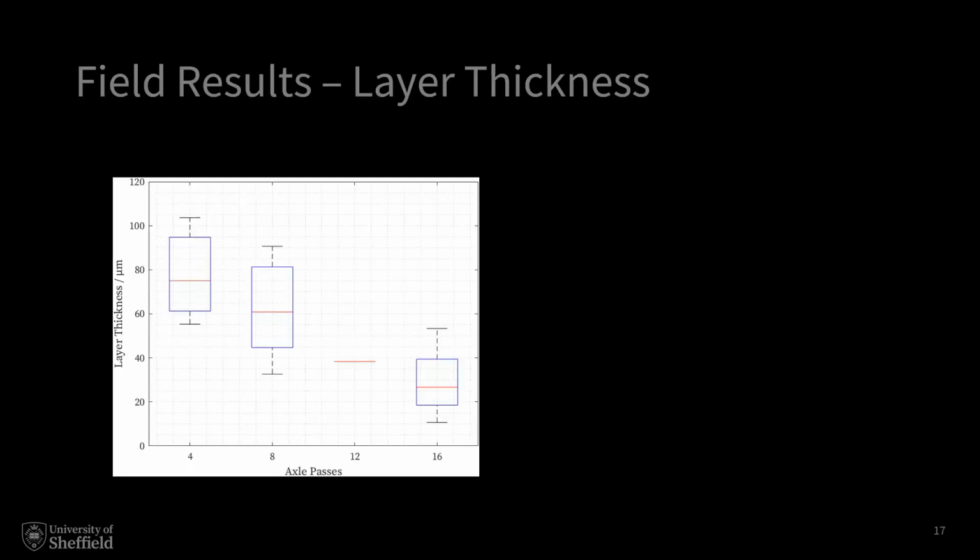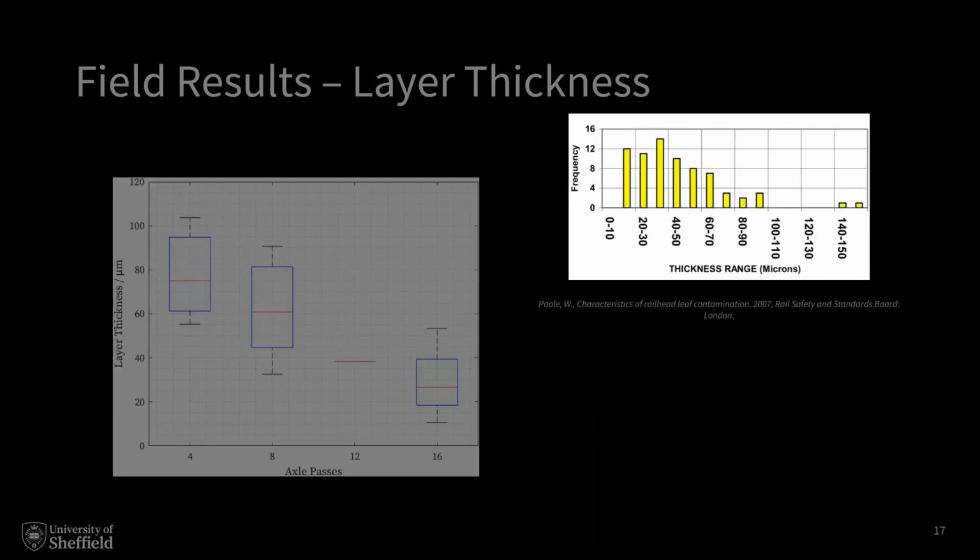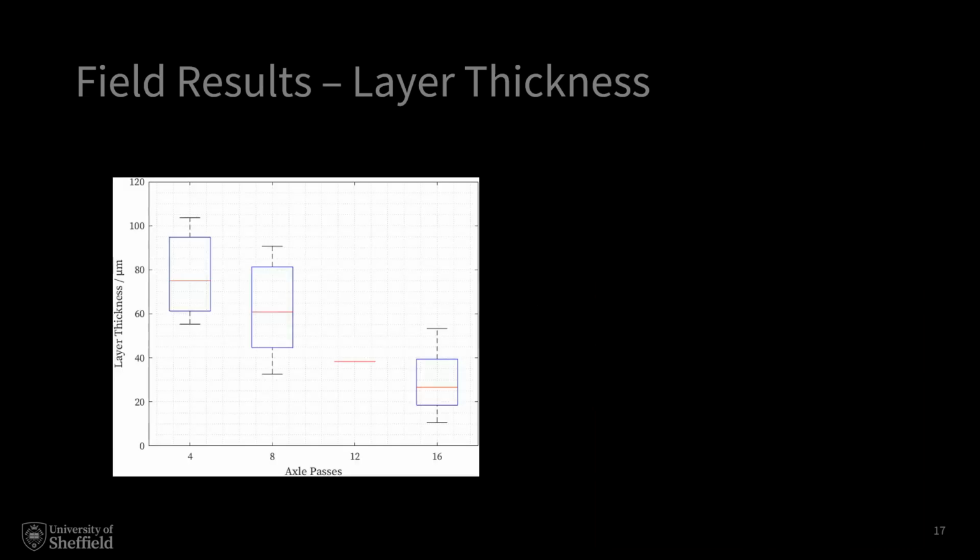Other characteristics were tracked, such as layer thickness. The layers created were really thin, and they matched this survey data. So in 2007, there was a survey of layers that were found in the field, and most of them were sub 100 micron thickness, and we're seeing that in our layers, which is fantastic.